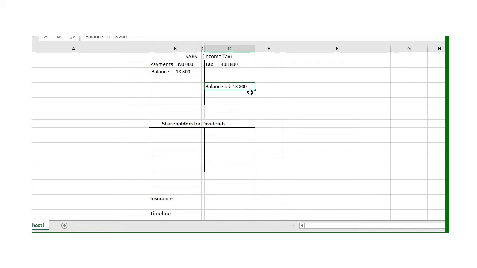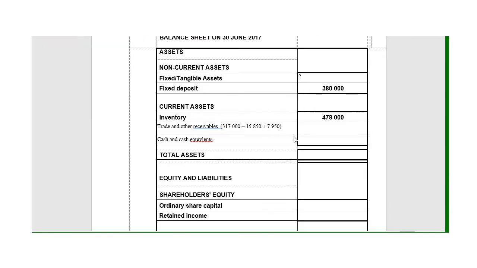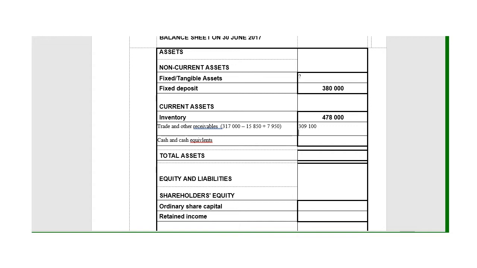If it's a credit, it means it's a liability. Liability means payable. So it's not a receivable. So I can finalize my receivable. I will keep that in mind when I do the payables later on. So it is 317,000 minus 15,850 plus 7,950, and that gives me 309,100, which is my total receivables.